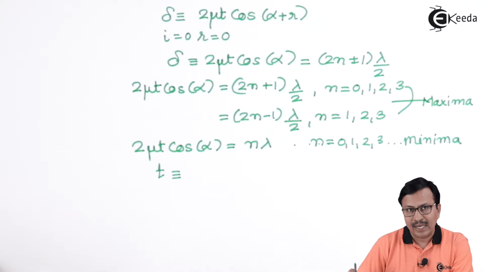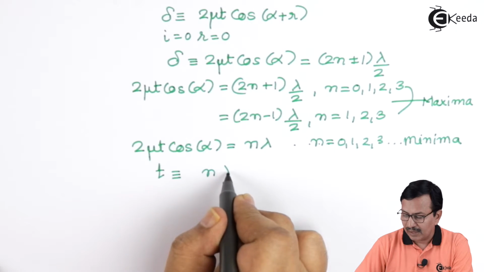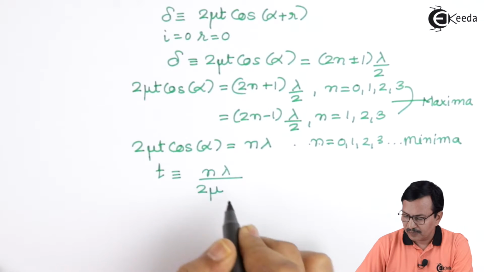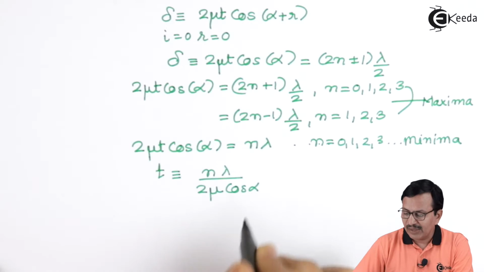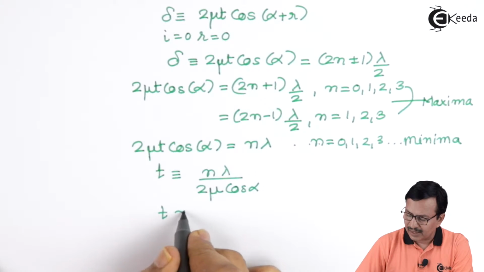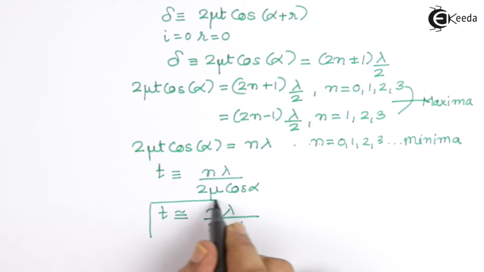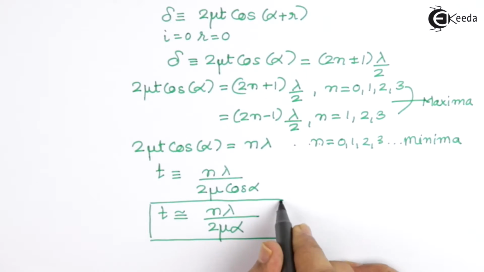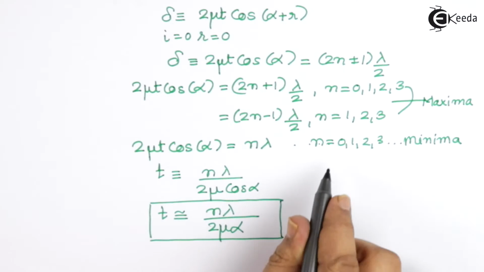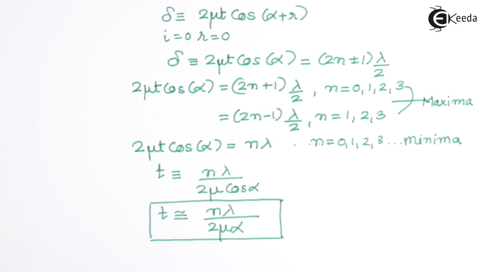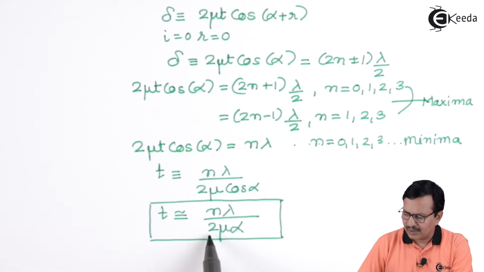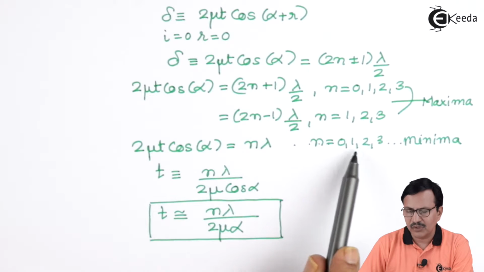Alternatively, the thickness at the different minimum points is going to be equal to n lambda upon 2 mu into cos of alpha. Normally the wedge angle is very small, and therefore I can write it as t approximately equal to n lambda upon 2 mu into alpha. So this is the expression that we are getting for the thickness, wherein n is the integer, lambda is the monochromatic wavelength with which we are illuminating the wedge-shaped film, and this is divided by 2 mu alpha, wherein t is equal to n lambda, where n is the integer 0, 1, 2, 3.